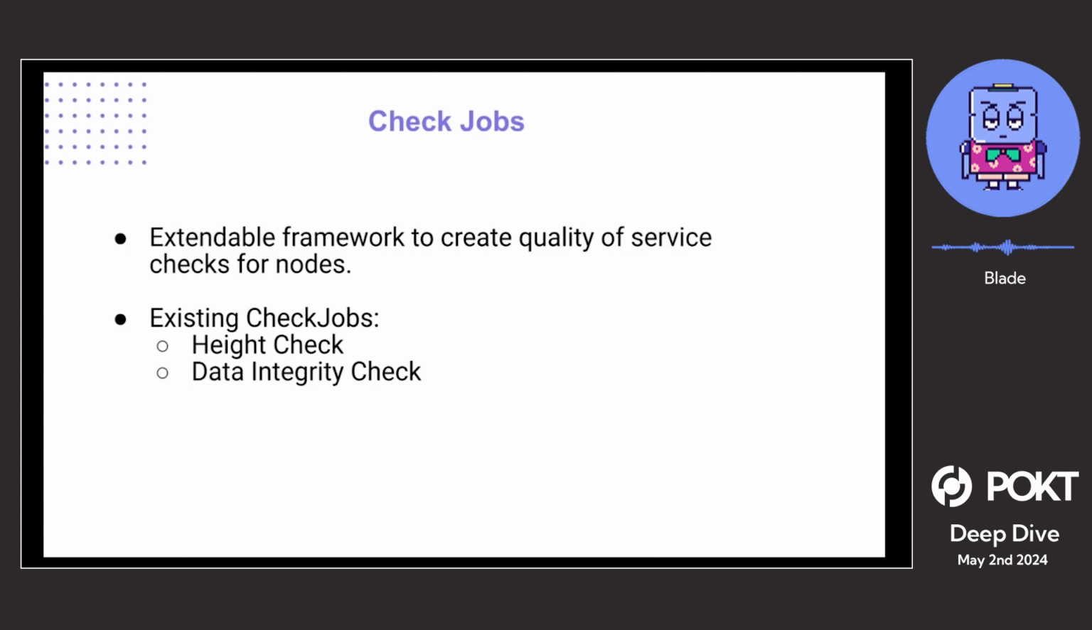operator. Maybe they have very strict quality of service requirements, or maybe they're trying to support a chain that doesn't really support a specific standard, and so they want to have a custom integration. And so that's the use case of this check job framework, that you're able to extend and create more quality of service checks within the code base. And as is right now, we have two existing check jobs. One is for height checks, and the other one is for data integrity checks.